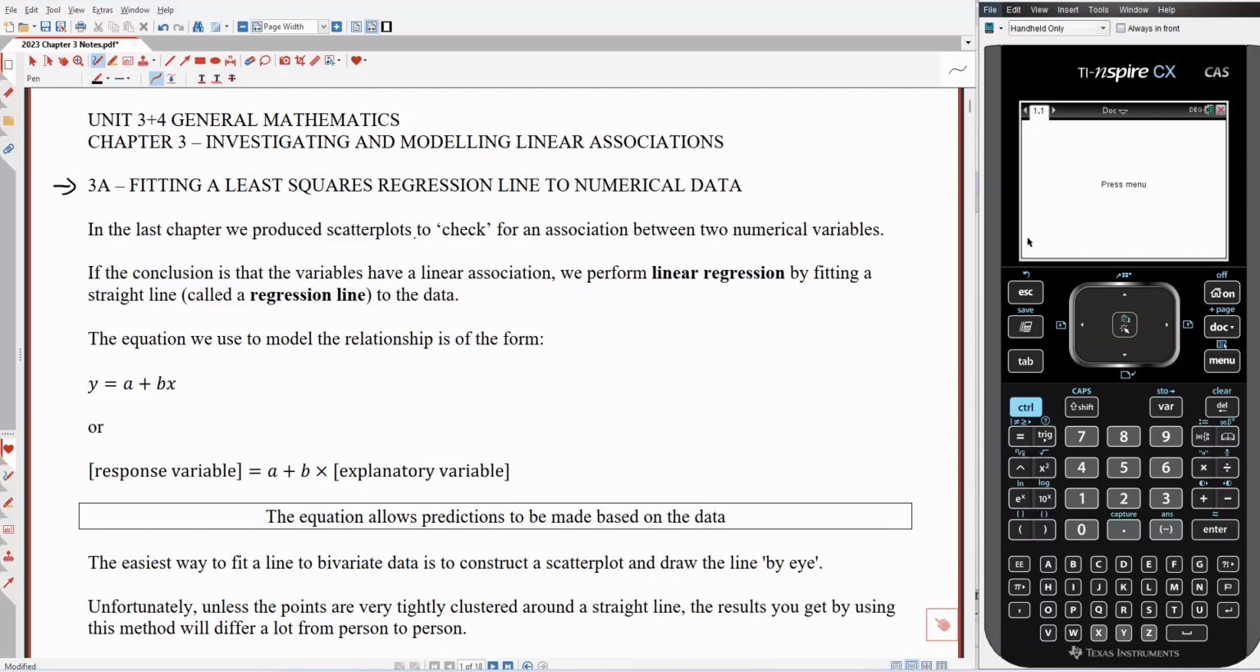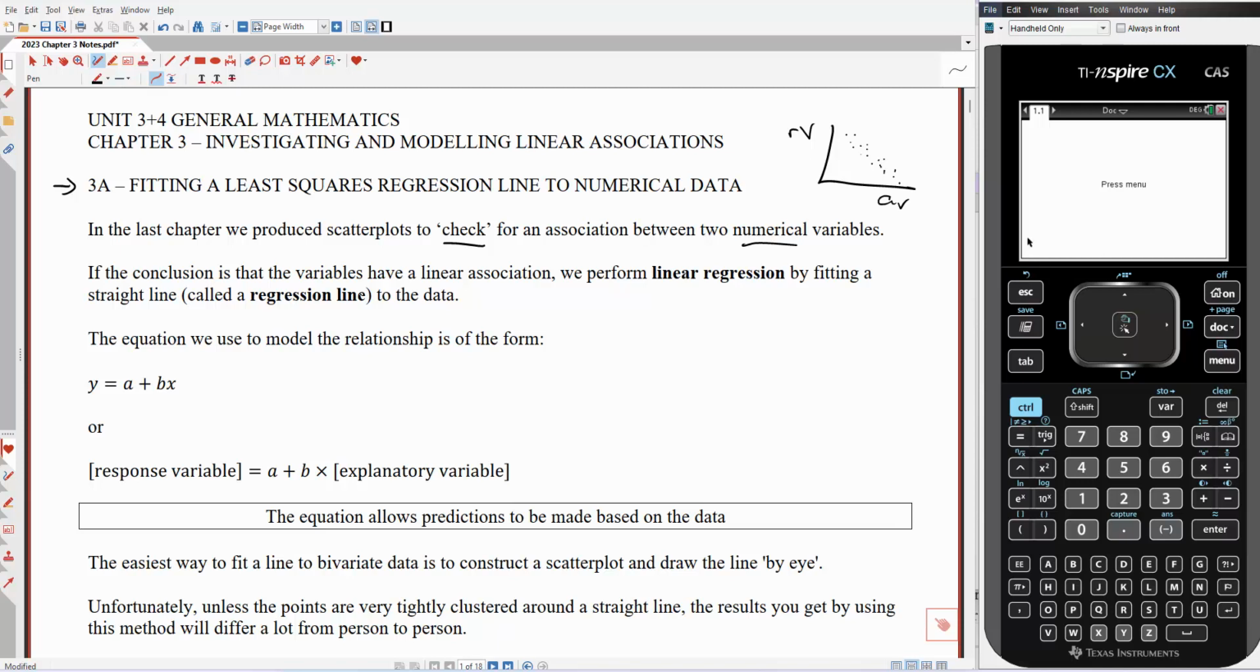In the last chapter, we produced scatter plots to check for an association between two numerical variables. So remember, what we were doing was making these scatter plots, EV versus RV, and some of the scatter plots were turning out like this perhaps. And this would suggest that there is an association between the EV and the RV, because you can see as the EV increases, the RV decreases.